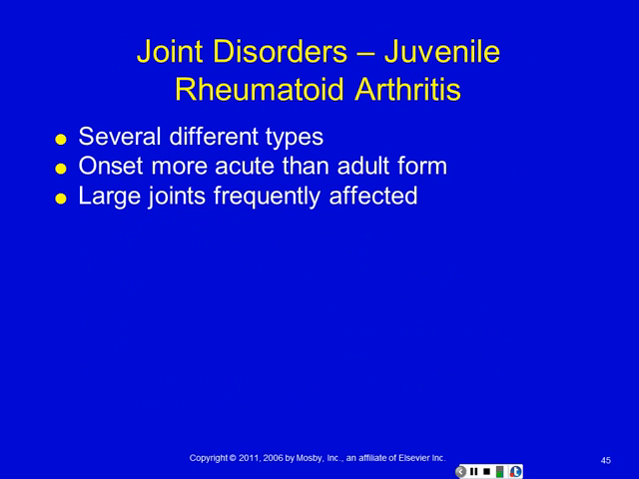There is a version of rheumatoid arthritis that affects children. We call it JRA, or juvenile rheumatoid arthritis. Unlike the adult version, JRA usually affects large joints. Typically, it's knees and hips, knees most commonly. The onset is much more acute. This is a kid who in just a few months will go from normal to swollen, red knees that are hard for him to move. So it comes on much, much faster.